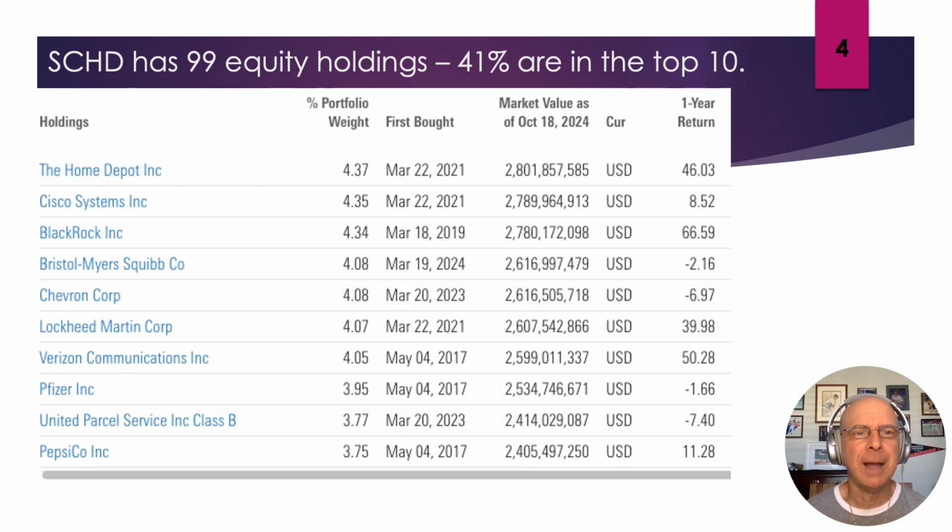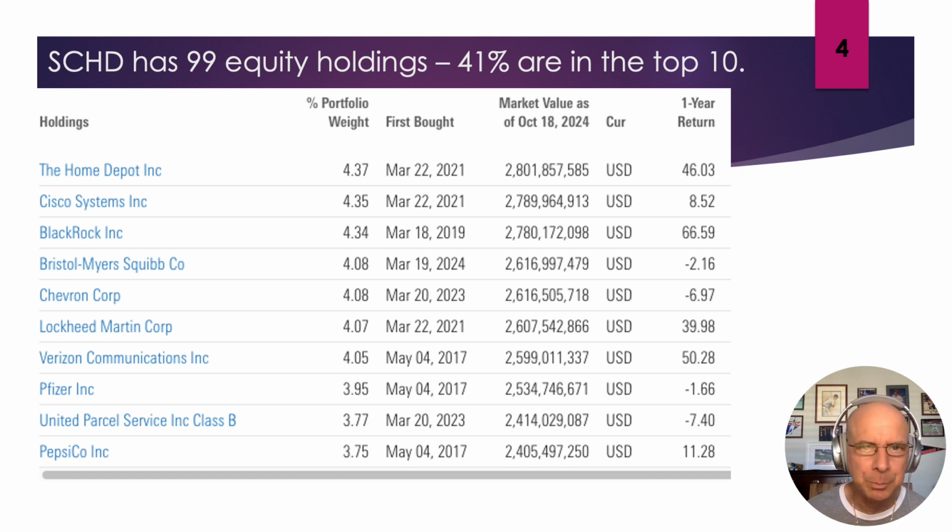SCHD has about 99 equity holdings, of which 41% are in the top 10. And they are as follows. And you might know all of these, or most of them. Home Depot, Cisco Systems, BlackRock, Bristol Myers, Chevron, Lockheed Martin, Verizon, Pfizer, United Parcel Service, otherwise known as UPS, and Pepsi Company. So they average between 3.75 and 4.37%, so they're balanced pretty evenly.